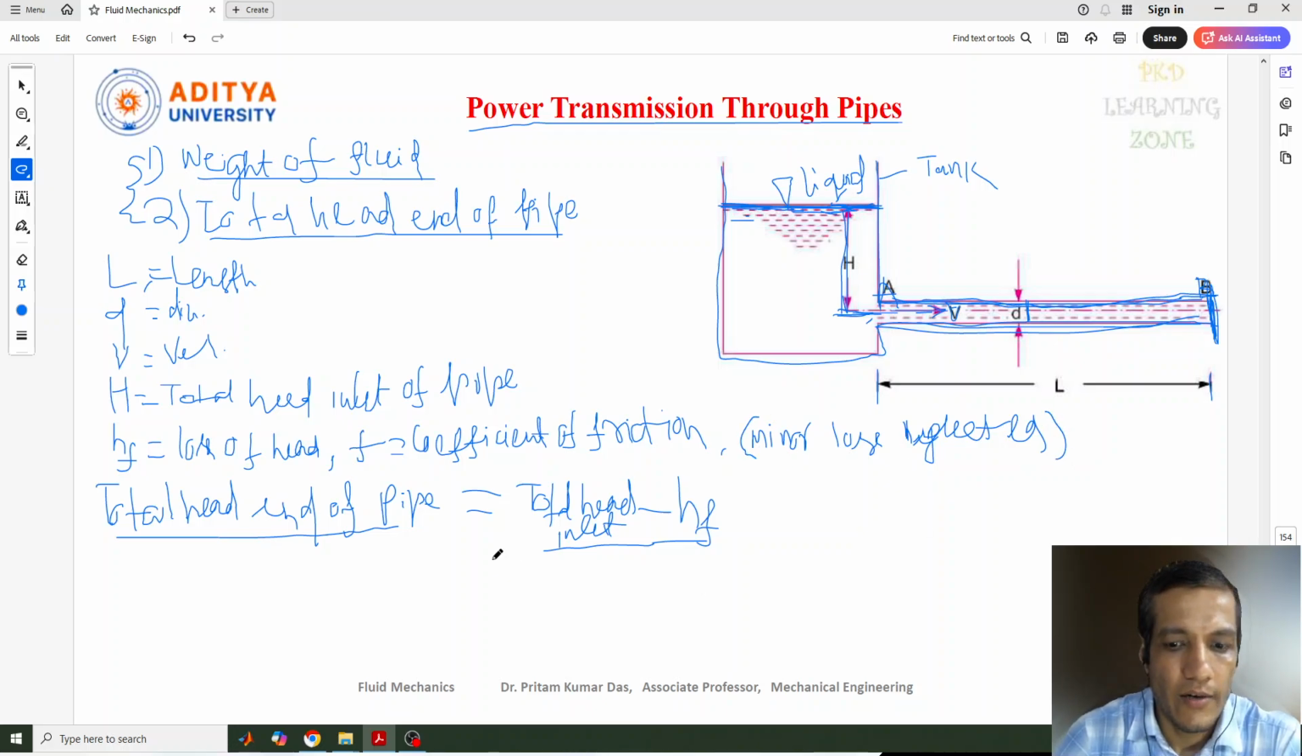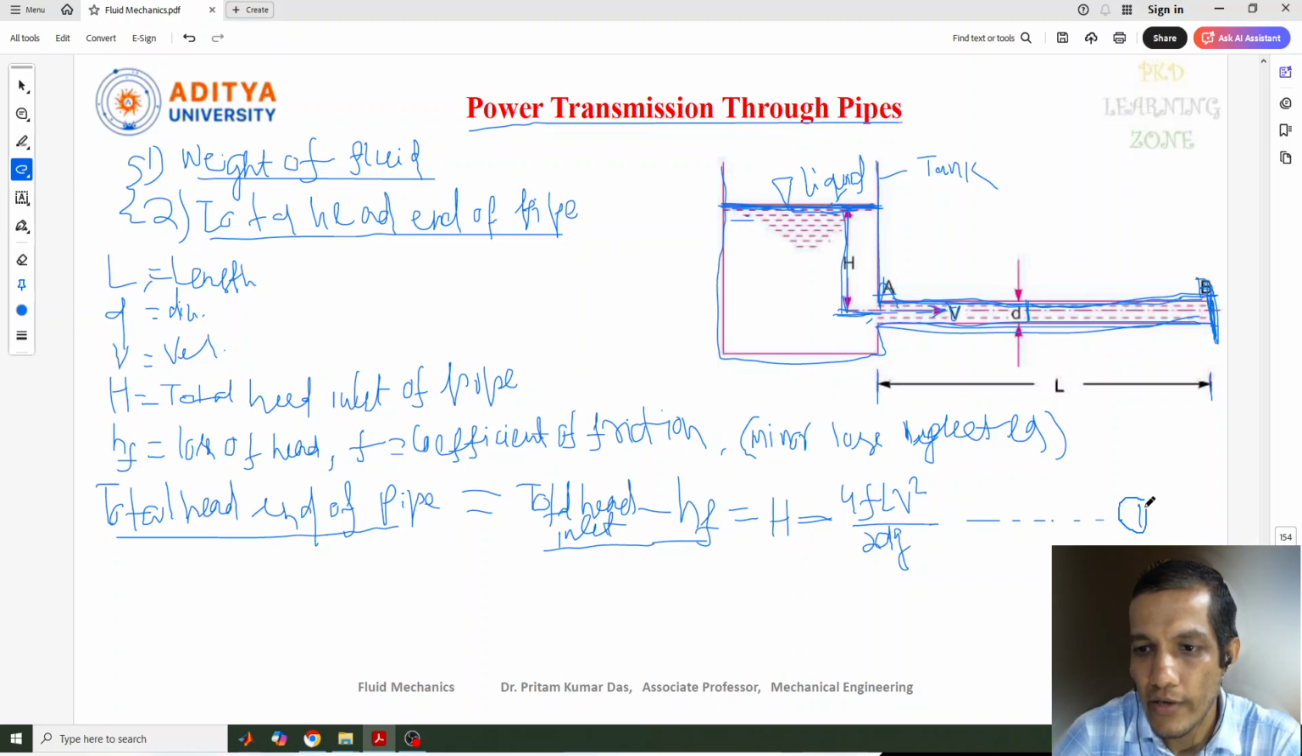Now we need to find, this is one point, and we can write an equation. Total head at the inlet is H, and what is the value of HF? We know by the Darcy-Weisbach equation the formula, that is HF equal to 4f L V square by 2dg. So this one is the major loss. You can give it as equation 1. So this is what we have calculated, the total head at the end of the pipe at this point.